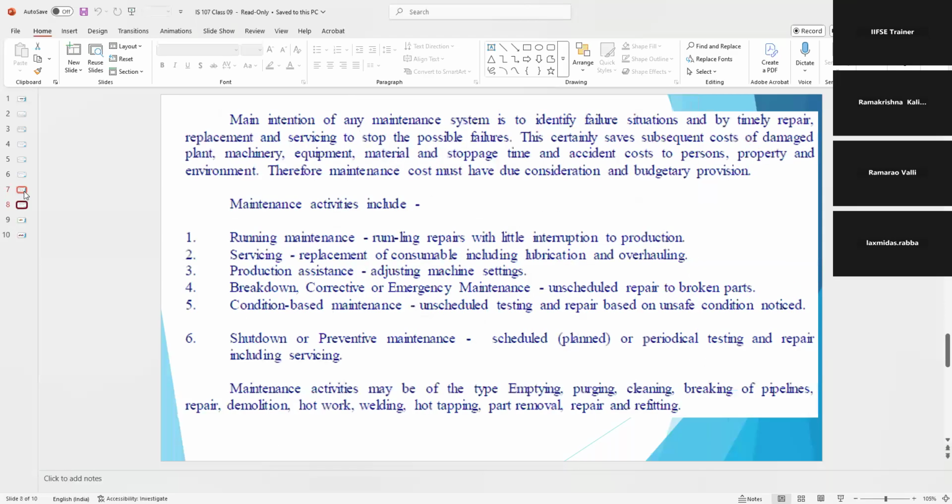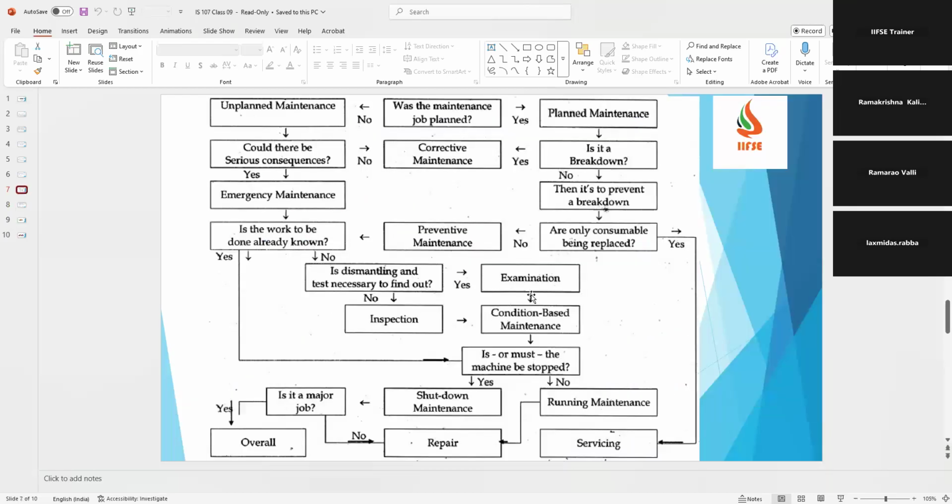Okay. Any doubt here? Am I confusing, or is it clear? Just to understand the concept, don't bang your heads with the terminology, shutdown maintenance, etc. Because once you enter the shop floor, you will be familiarized with what kind of terminology they are using.